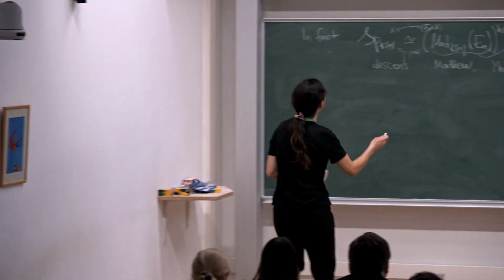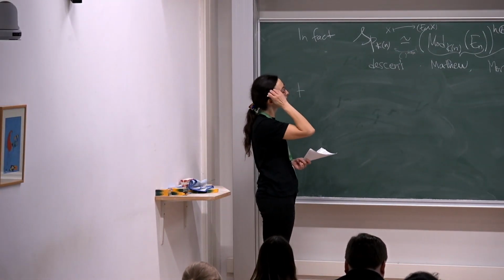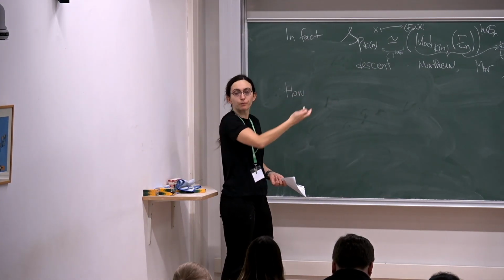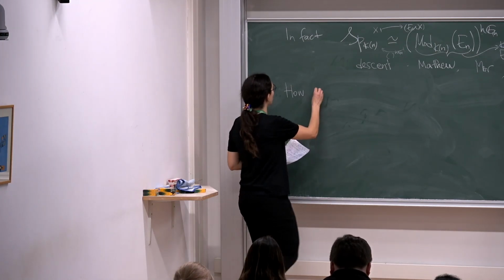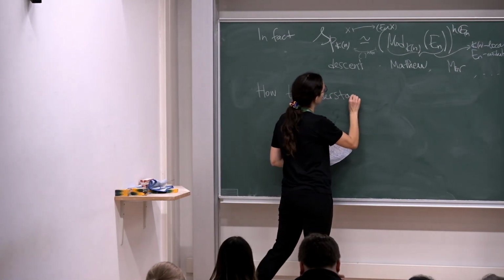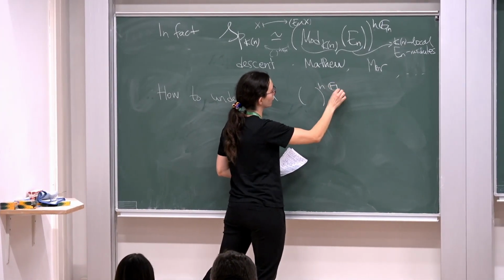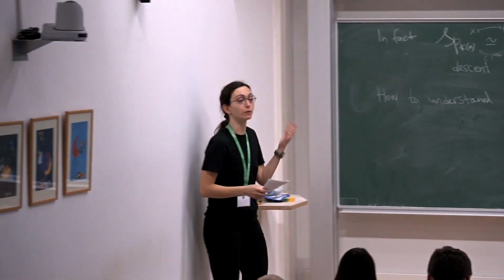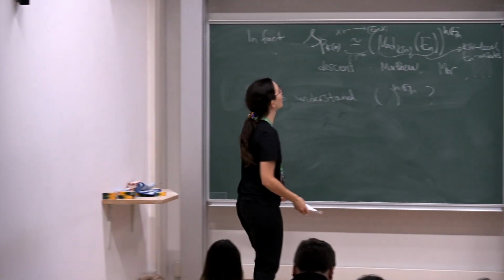Okay, so the big question is, how do we understand this? Somehow we've reduced everything to understanding homotopy fixed points for this profinite group, and I'm claiming it's a very nice group, but how do we understand these continuous homotopy fixed points for the group G_n? And the short answer is: hard.